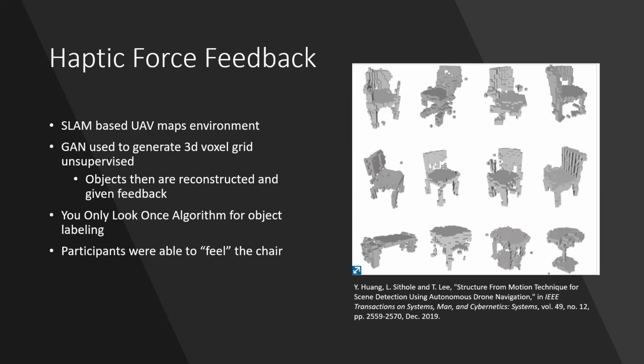They then ran an algorithm on top of that so the objects can be reconstructed and given feedback, like haptic force feedback. And they used a YOLO, or you only look once, algorithm for object labeling. So they labeled these objects and then set participants up in a VR style environment where they were able to actually reach out using the drone map and feel the chair based on this haptic feedback that was given to them. They thought this was a really promising start in the VR area to being able to build some of these VR maps and locations really, really quickly.